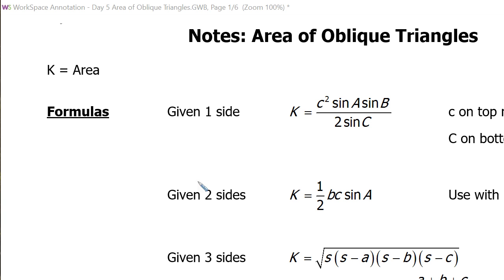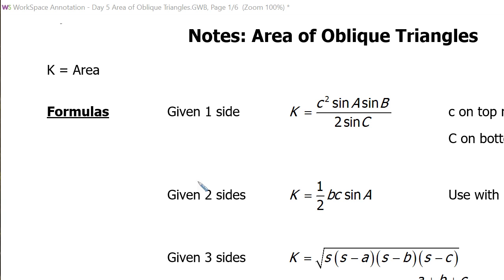Now, we will be given information in the problem, and from that information, you'll have to look and see how many sides you are given information for. Are you given information for one side of that triangle, for two sides of that triangle, or for all three of those sides of the triangle? So based on how many side lengths you're given in the problem will determine which one of these three formulas you need to use. So again, you don't have to memorize these formulas, but you do have to know how to use them.